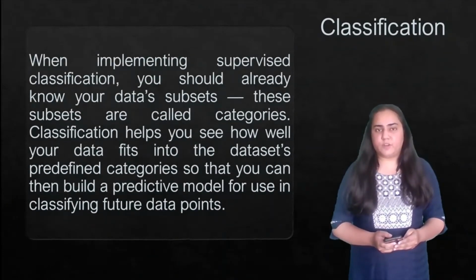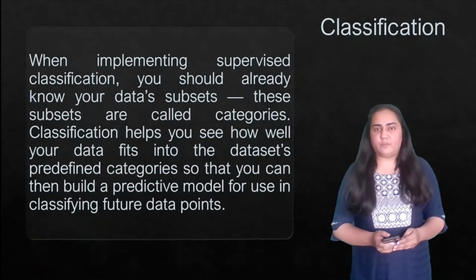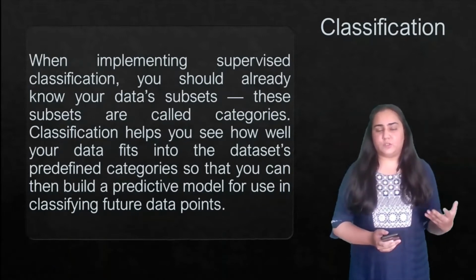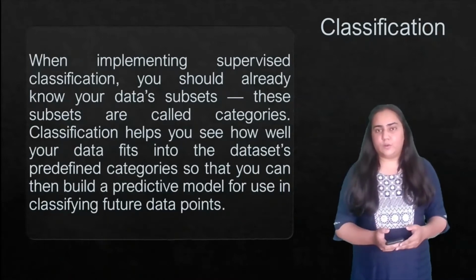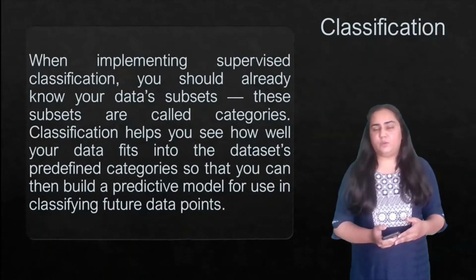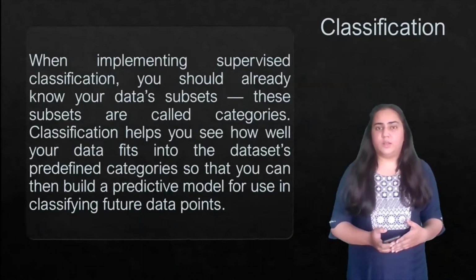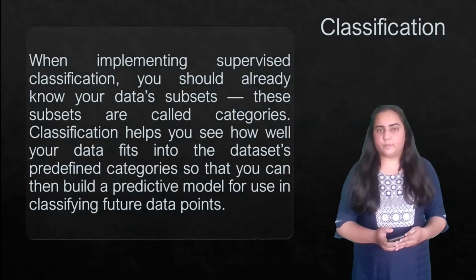When implementing supervised classification, you should already know your data's subsets. These subsets are called categories. So if you are trying to predict if a particular message is positive or negative, then you should already know beforehand that the message is positive or negative in your dataset. And then you feed this information to the algorithm to learn. Then when you provide any message that you don't know whether it is positive or negative, because maybe it's a long message, your algorithm will probably successfully classify it.